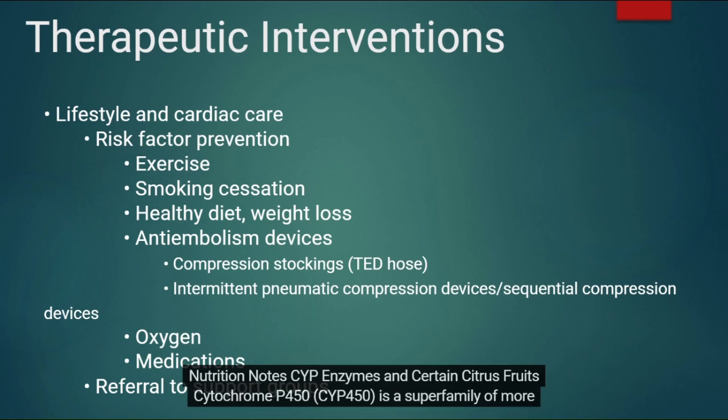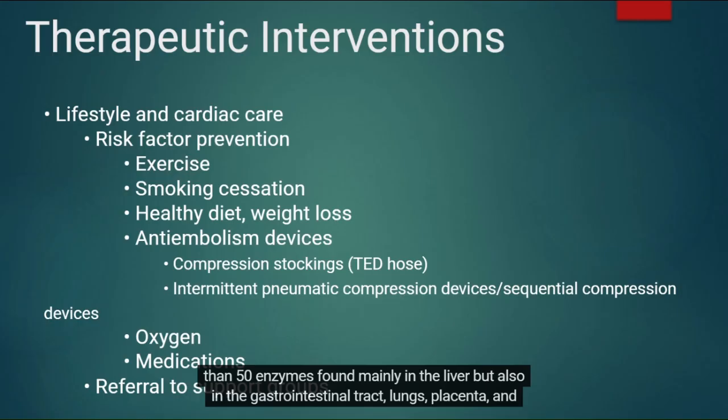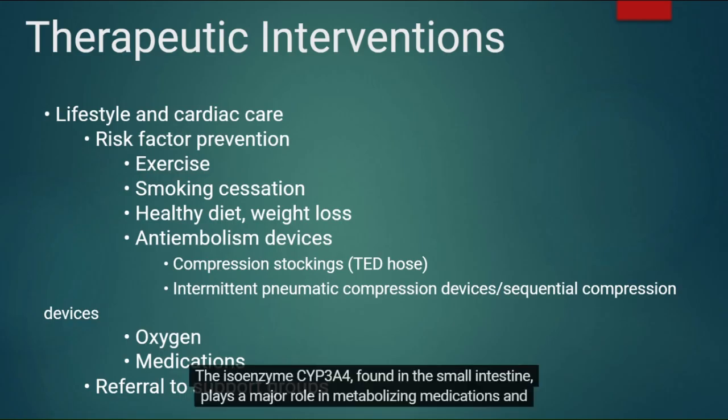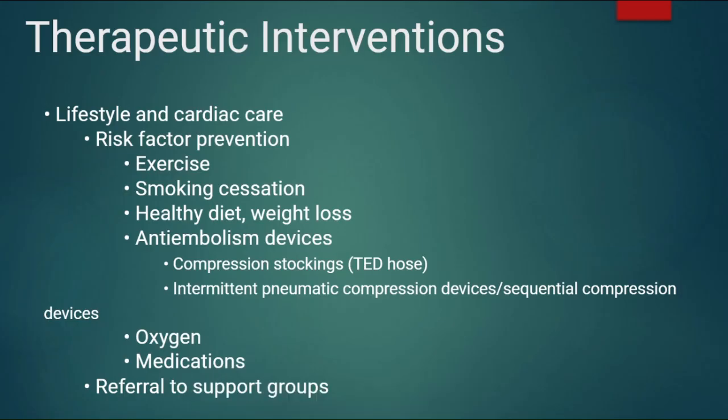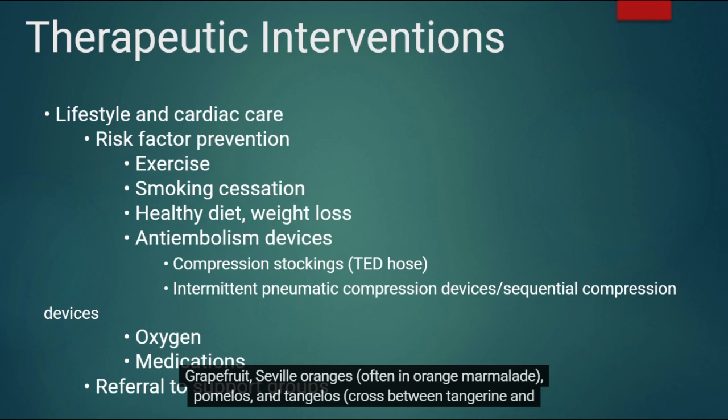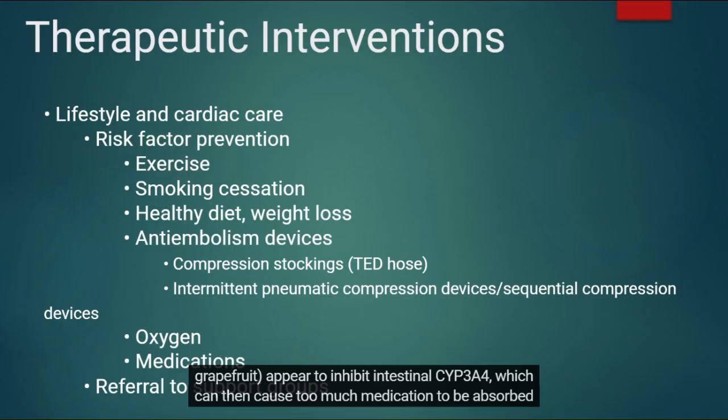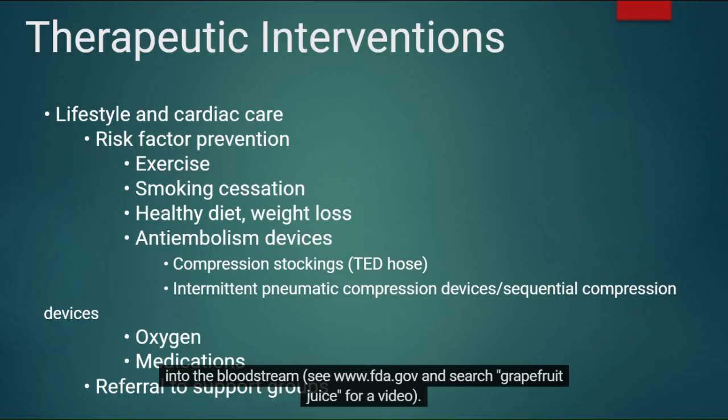See Nutrition Notes. Nutrition Notes: CYP enzymes and certain citrus fruits. Cytochrome P450, CYP450, is a superfamily of more than 50 enzymes found mainly in the liver but also in the gastrointestinal tract, lungs, placenta, and kidneys. The isoenzyme CYP3A4, found in the small intestine, plays a major role in metabolizing medications and regulating their oral bioavailability, a function that may have evolved to protect the body from toxins. Grapefruit, Seville oranges (often in orange marmalade), pomelos, and tangelos (a cross between tangerine and grapefruit) appear to inhibit intestinal CYP3A4, which can then cause too much medication to be absorbed into the bloodstream.